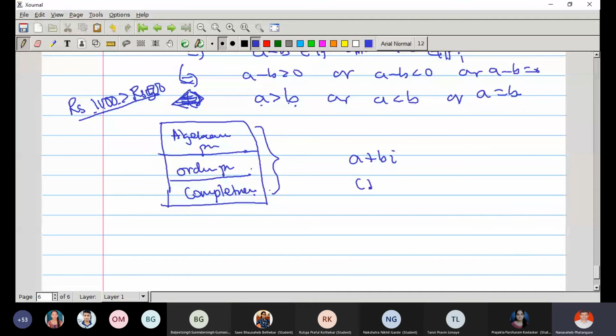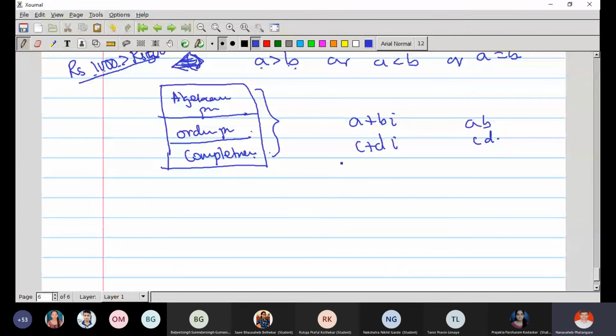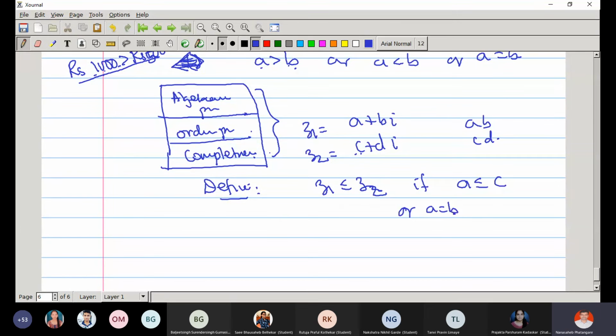Suppose you have two words, AB and CD. How will you compare two words in the dictionary? First, we'll look at the first real part. So if this is my z1 and this is my z2, then z1 is less than or equal to z2. I am comparing two words. So if a is less than c, or a is equal to c and b is less than or equal to d.